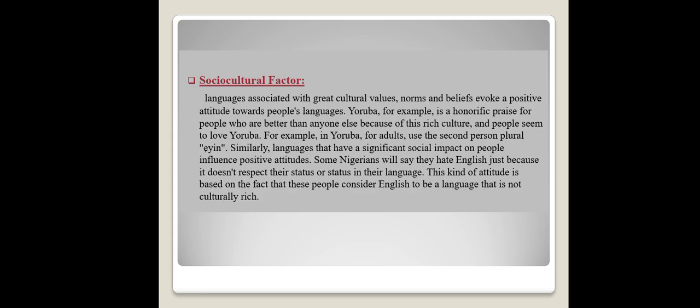Similarly, languages that have a significant social impact on people influence a positive attitude. Some Nigerians will say they hate English just because it doesn't respect their status in their language. This kind of attitude is based on the fact that those people consider English to be a language that is not culturally rich.